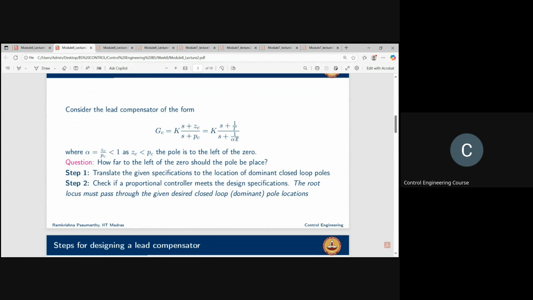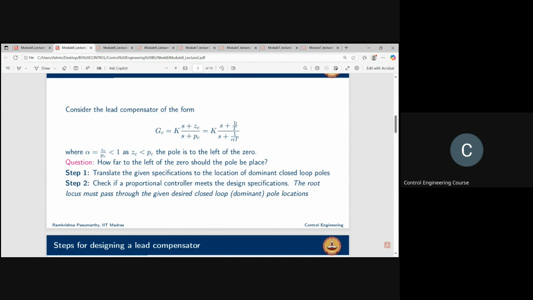That's what you want, right? You want alpha to be much, much smaller, so that 1 by alpha will be very high and the pole will be very far away from the zero. Alpha is the ratio of ZC and PC. T is the inverse of ZC, with units of time, and alpha is the ratio of the zero and pole. You want alpha to be much less than 1. Got it? Yes, sir.